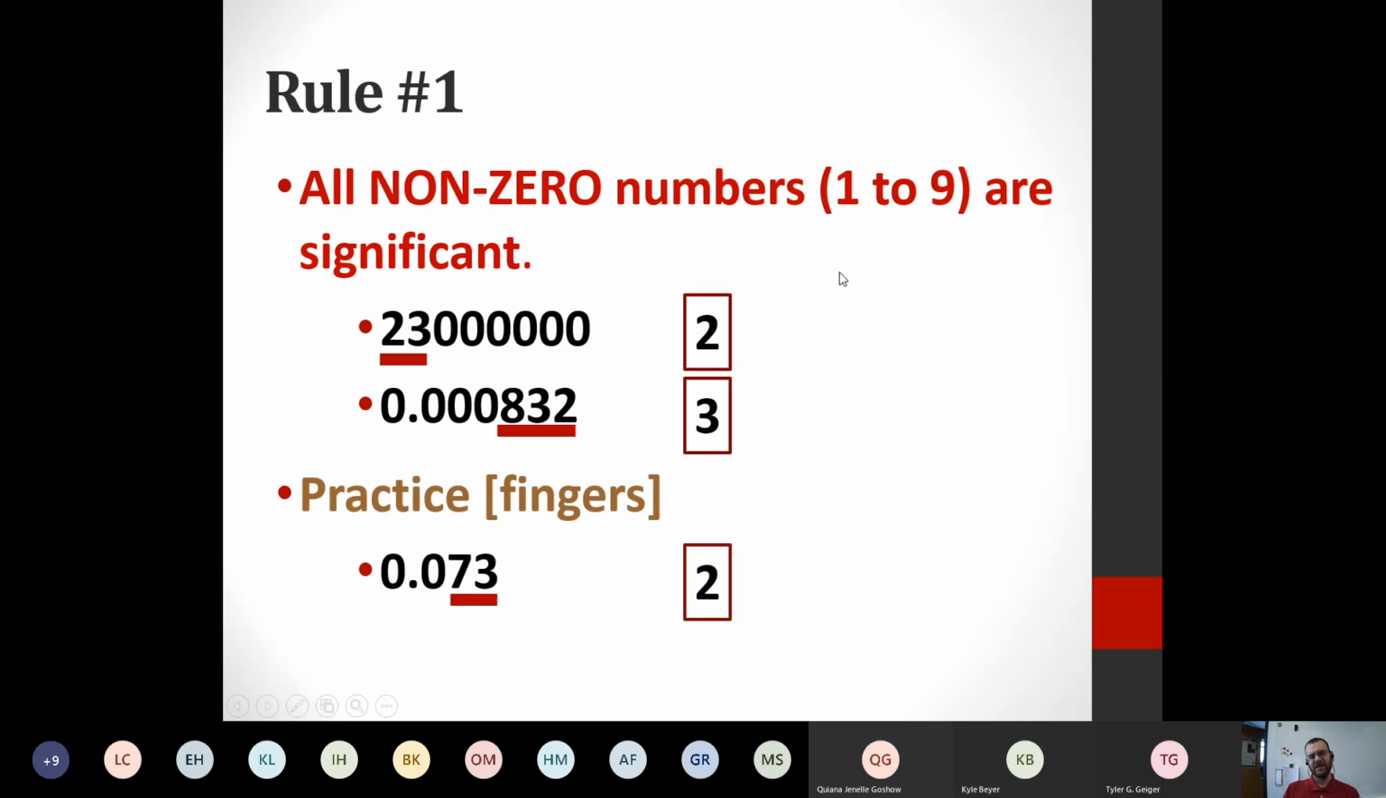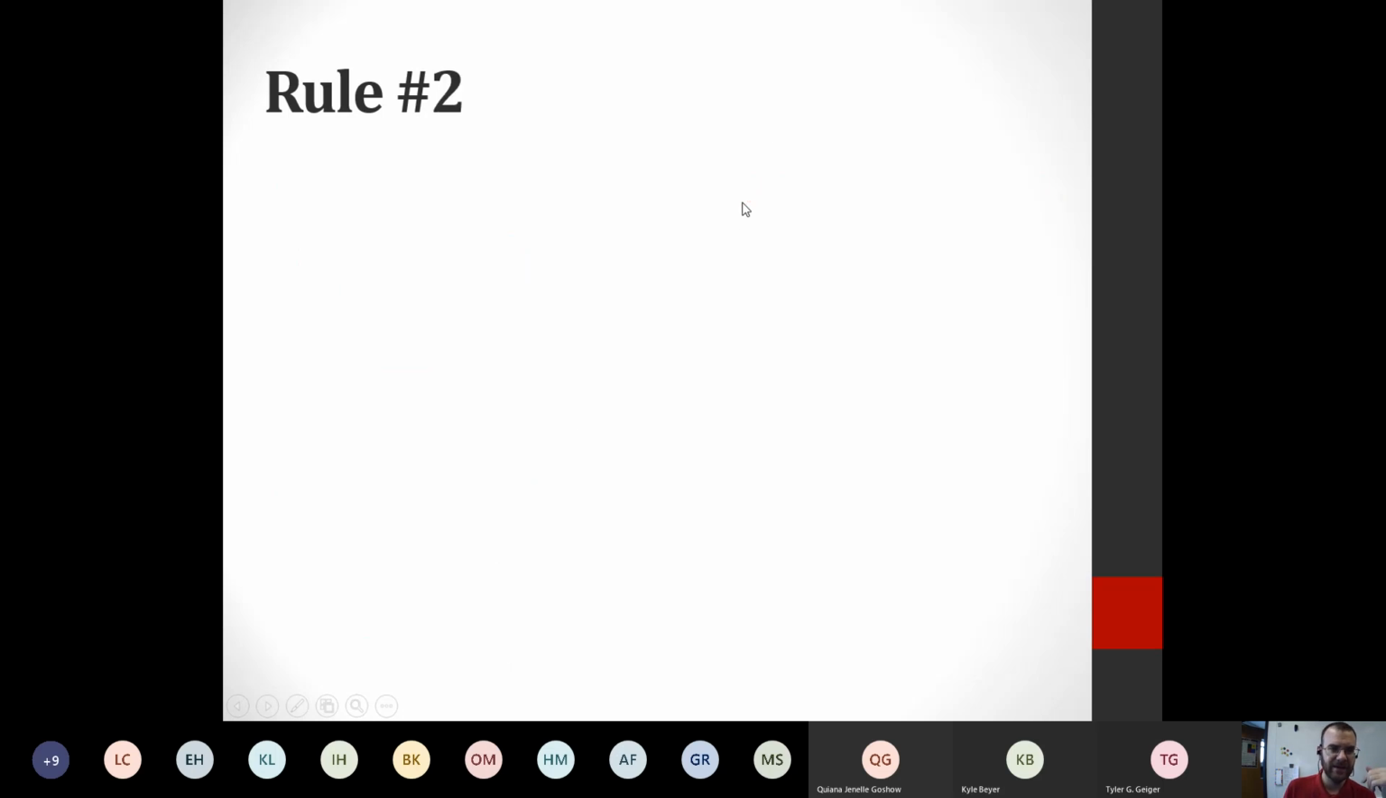And so we take some practice holding up fingers. There's 2 and there's 3. So this is just something that I do in class, but you can see there, everything that's not zero is significant. And I use red to catalog that in this PowerPoint.